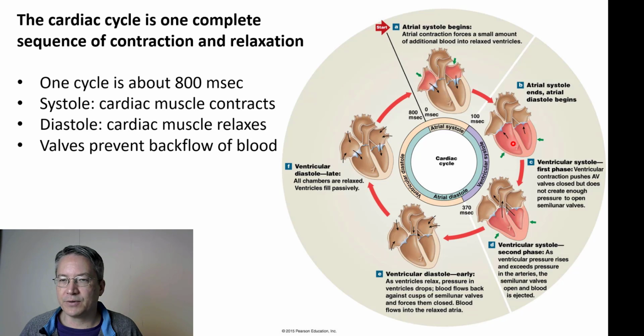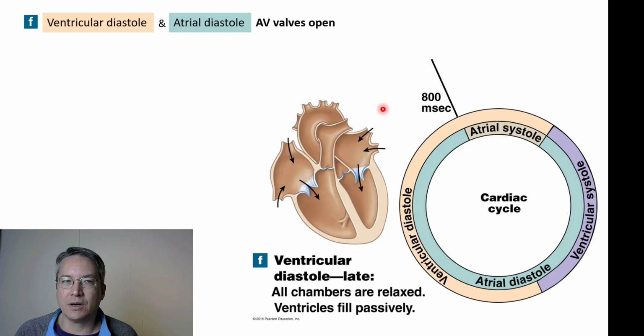This diagram is very complex. We're going to start at step F. From there, we'll work our way around the cycle step by step. We will start with the heart in ventricular and atrial diastole. Both the upper chambers and the lower chambers are relaxed and getting ready for the next round of contractions. During this time, blood is returning to the heart and filling the atria and ventricles.